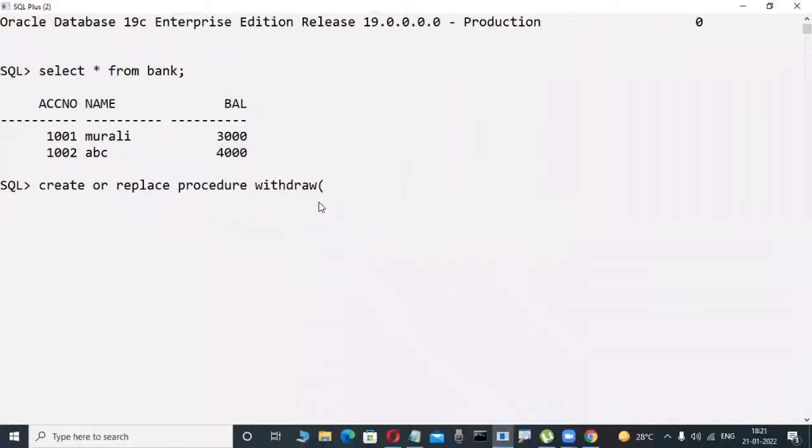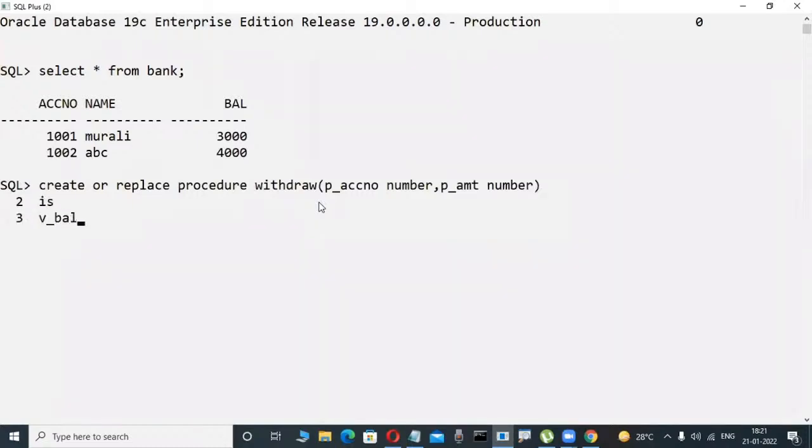withdraw. Suppose here I'm passing an account number. Okay, fine. Account number I'm passing. Amount also I'm passing, because I try to withdraw. The ATM card is there, same like that. And now here, I'm passing an amount. Okay. Now some coding is there.